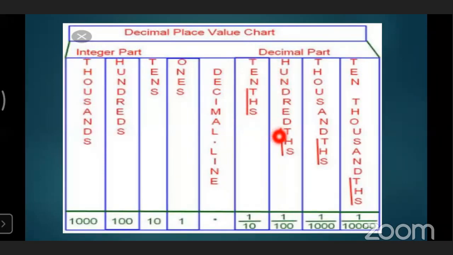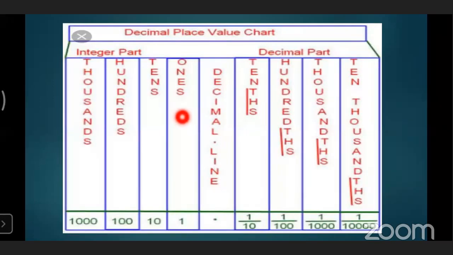Second is hundredths. You can see the fraction 1 upon 100. This is the second decimal place. After that, thousandths, 1 upon 1000. This is the third decimal place after the decimal point. And so on. So this will be very clear for all of you. Once again, we are repeating.